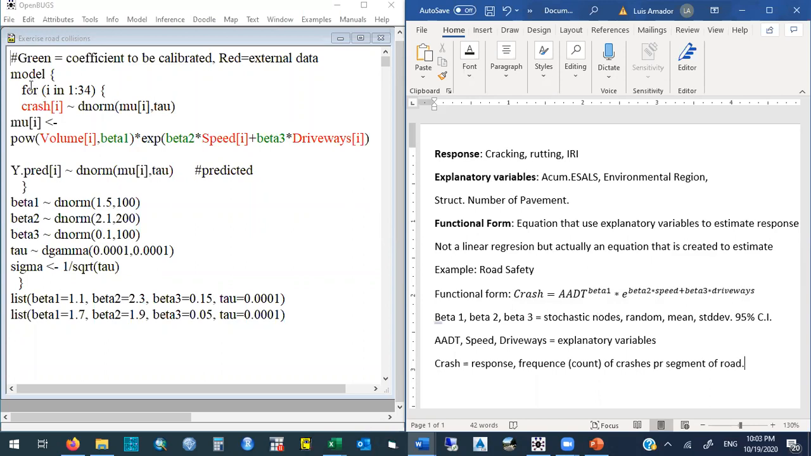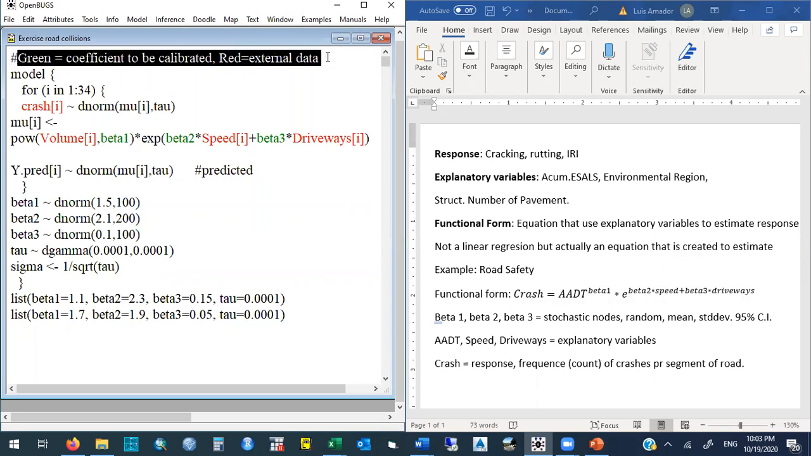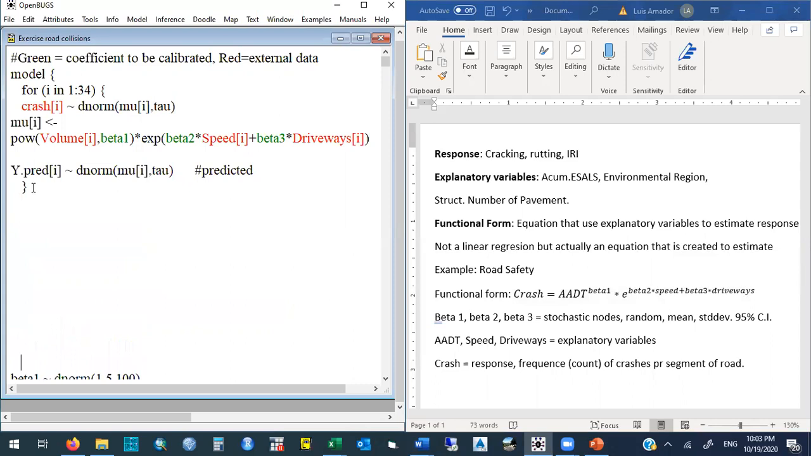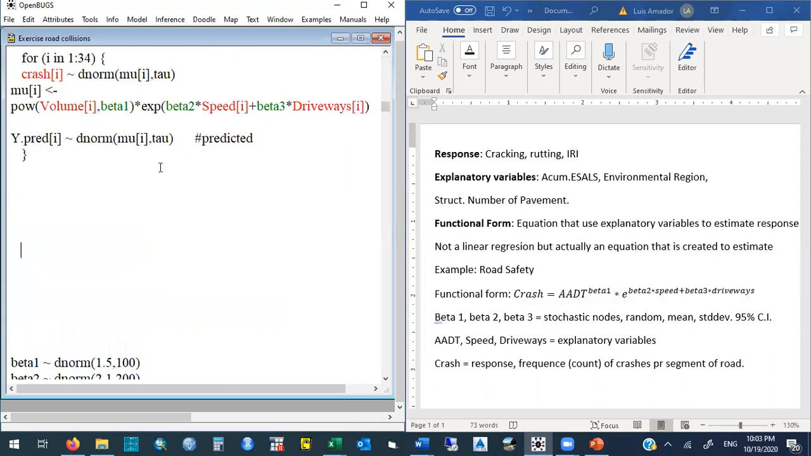So if you see here the structure of this, anything that goes with the hashtag symbol in front is a comment. So that is a comment that is not being read. Model is the definition of the model, and open bracket is for you to start defining the model. For now, let's forget about that portion and let's just concentrate on this portion for a moment.